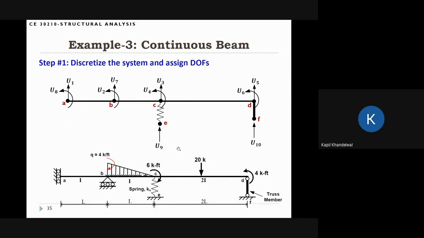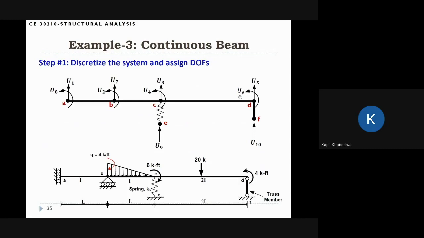And then I'm writing the supported degrees of freedom. So U7 is the supported degree of freedom. U8 is this rotation here. This is also supported. U9, U10, they're all supported, okay? So 7, 8, 9, 10 are supported. 1 to 6 are actually free.